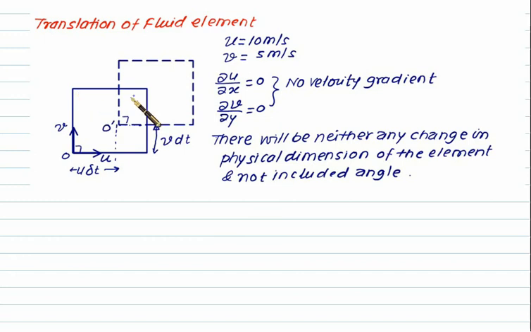So the element we have here gets translated by a distance equal to u multiplied by delta t. When we say u multiplied by delta t, it's a simple displacement along the x direction, and v dt means that the element is displaced along the y direction. So the element shape will not change in this case. There will be neither any change in the physical dimensions of the element nor in the included angle. So the dimensions remain the same, and the angle, which is initially 90, after the displaced position is also equal to 90.